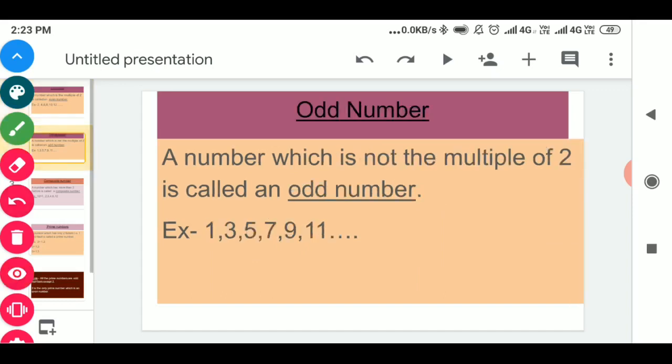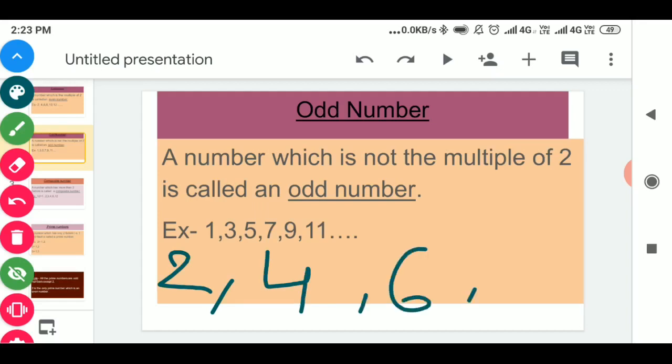Next is odd number. What is an odd number? A number which is not a multiple of 2 is called an odd number. What we have seen is that the multiples of 2 are 2, 4, 6, 8, 12 and so on. But those which are not multiples, that is 1, 3, 5, 7, 9, 11, are not multiples of 2. So these numbers are odd numbers.